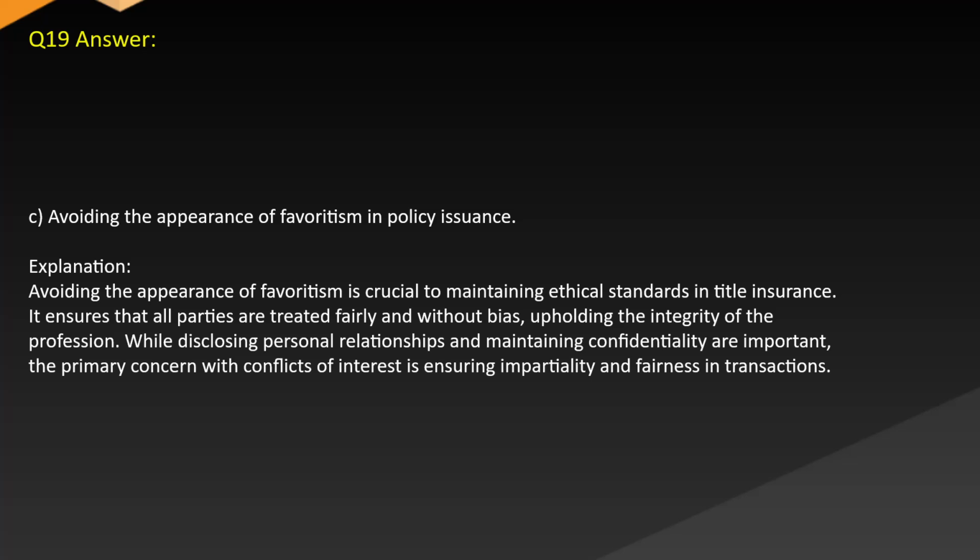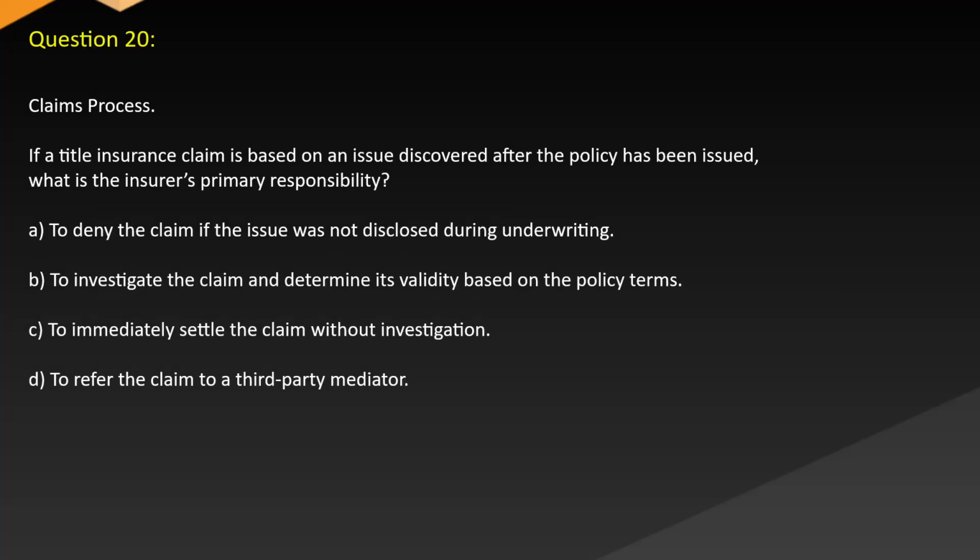Answer: C. Avoiding the appearance of favoritism in policy issuance. Explanation: avoiding the appearance of favoritism is crucial to maintaining ethical standards in title insurance. It ensures that all parties are treated fairly and without bias, upholding the integrity of the profession. While disclosing personal relationships and maintaining confidentiality are important, the primary concern with conflicts of interest is ensuring impartiality and fairness in transactions.